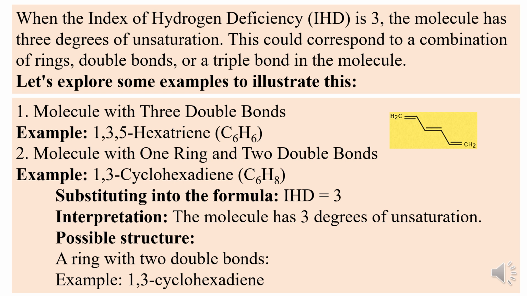And second example is molecule with 1 ring and 2 double bonds, like in case of 1,3-cyclohexadiene. Substituting the value into the formula, you get a IHD value of 3. So interpretation will be the molecule has 3 degrees of unsaturation. So this is a possible structure, that is a ring with 2 double bonds. So it could be 1,3-cyclohexadiene.